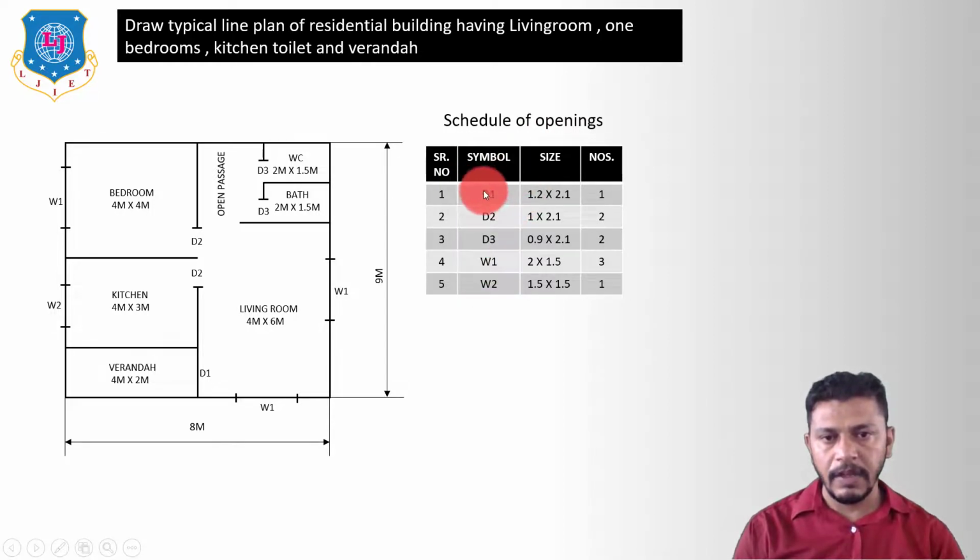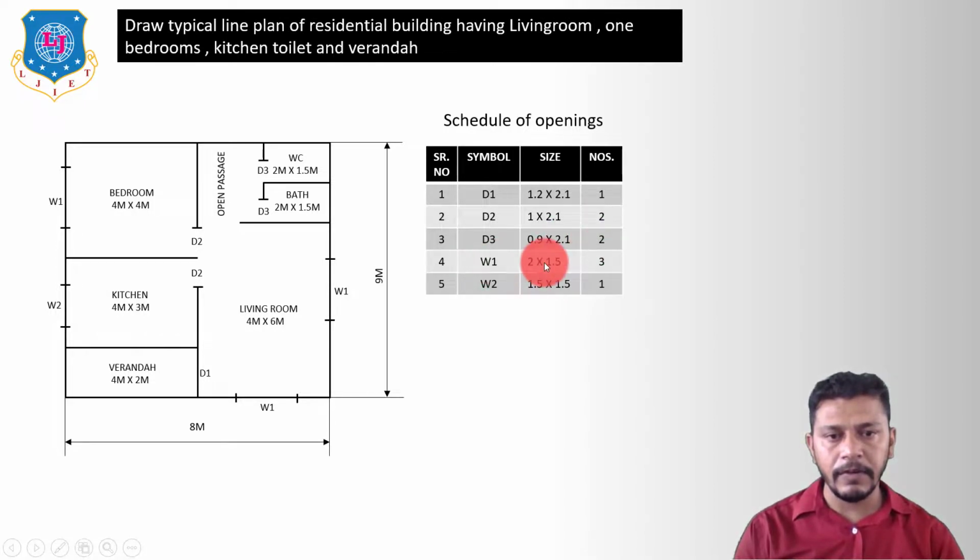So here we have taken D1 type of door, which has a size of 1.2 into 2.1 meter, and the number of doors of this particular D1 size is 1. The D2 type door has a size of 1 meter into 2.1 meter, and the number of D2 type doors is 2. D3 type doors, which we have used in bath and WC, have a size of 0.9 into 2.1 meter, and the number of these doors is 2.